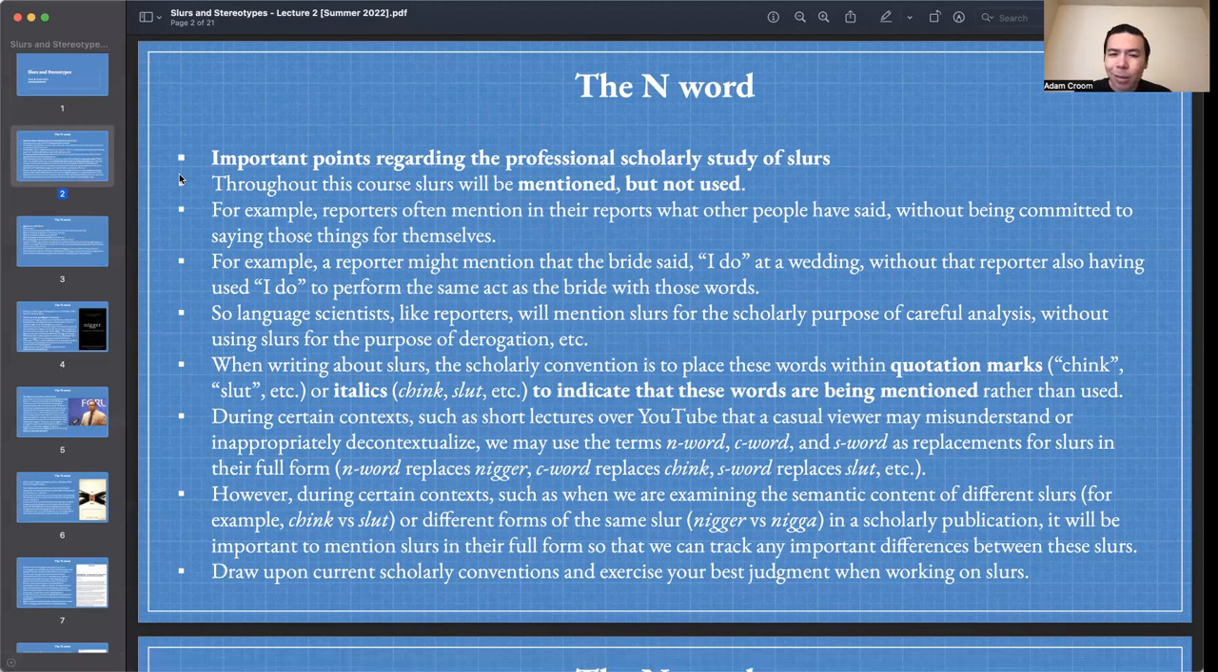During certain contexts, such as short lectures over YouTube that a casual viewer or passerby might inappropriately decontextualize, we may use substitute words for slurs. Such substitutes can be in the form of N word, C word, and S word. And these are replacements for slurs in their full form. And in the slide, you can see that I've used N word to replace this slur here, C word to replace this slur here, and S word to replace this slur here.